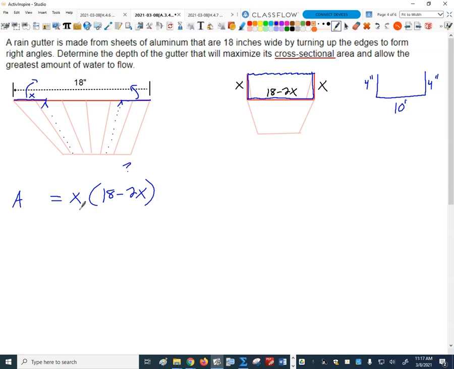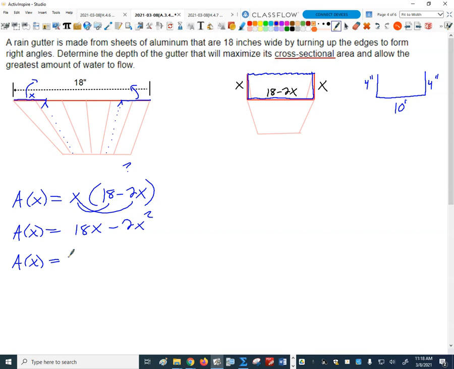Now look, I've only got one kind of input, x. So I could call that function A of x if I want to, right? Because I'm inputting x's. That's the only thing I need to input to make my calculation of my output area, right? And this looks an awful lot like the last example we did. If I distribute that x, would everybody agree? If I distribute, I'm going to get 18x minus 2x squared, and I can rewrite that to make it look like a quadratic function in standard form.